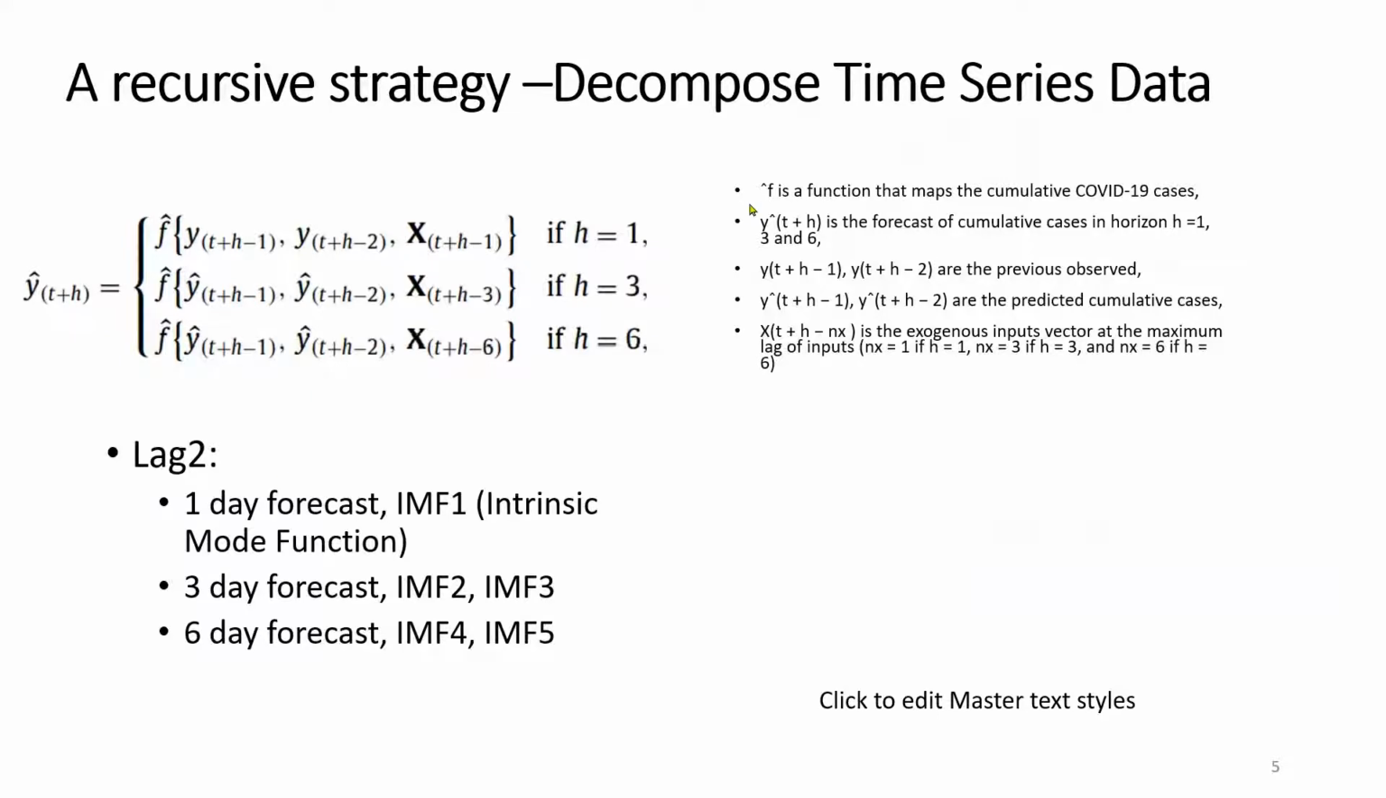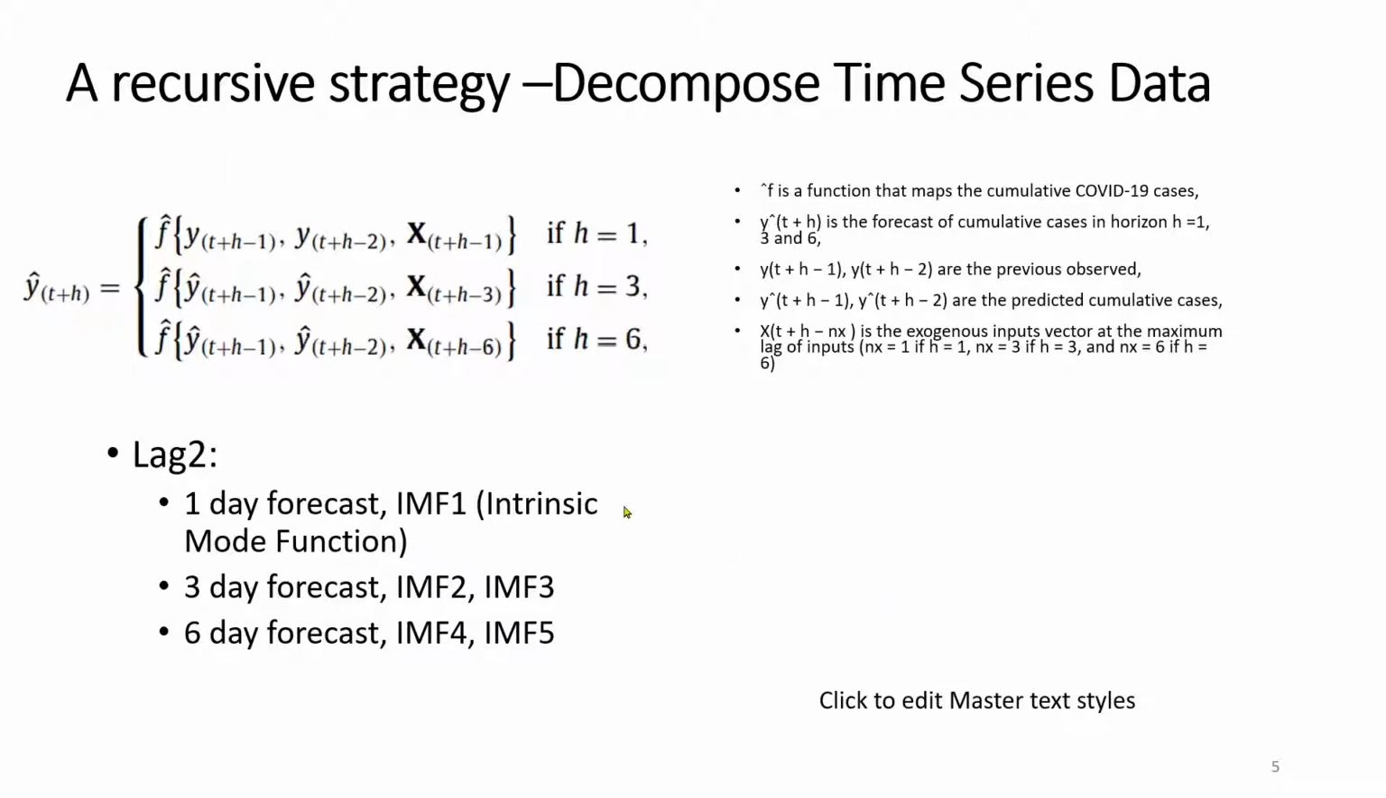Here is the formula. The y-hat, remember that they have 1-day, 3-day, and 6-day forecast with a lag of 2, which generates 5 of these intrinsic model functions. So this is a formula for the prediction. The hat is prediction for the cumulative COVID cases of lag 1, lag 2. That's the COVID cases, and that's denoted by Y, and the X denotes the climate variables. So altogether 3 prediction periods, and with each 2 lag functions produces 5 of these IMFs.